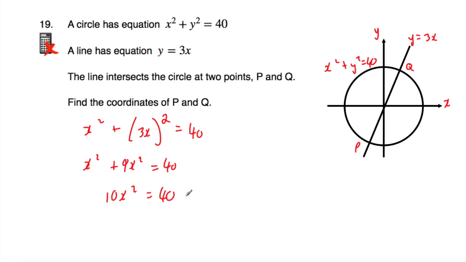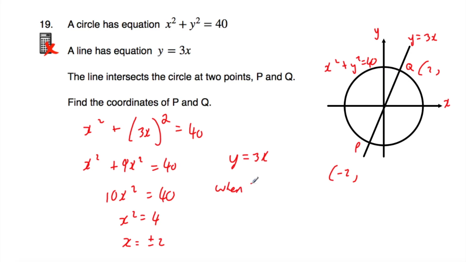And then if we solve this, let's divide both sides of this equation by 10. We're going to get that x squared equals 4. So that means that x equals 2, or x equals negative 2. So x will be equal to plus or minus 2. So now we've found our values for x, or x coordinates, that means this point has got an x coordinate of negative 2, and this point has got an x coordinate of 2. So to find the y coordinates, I'm going to substitute the values for x into y equals 3x. So we've got y equals 3x.